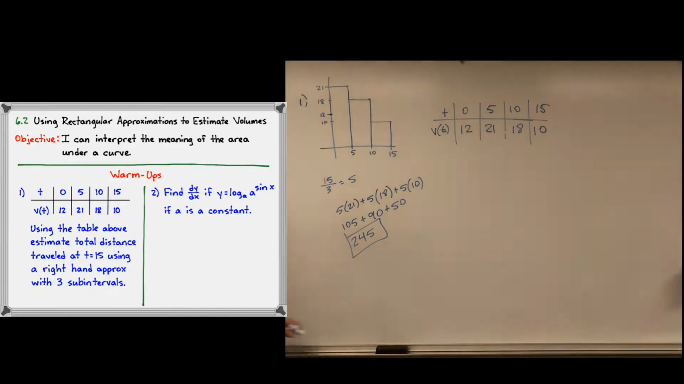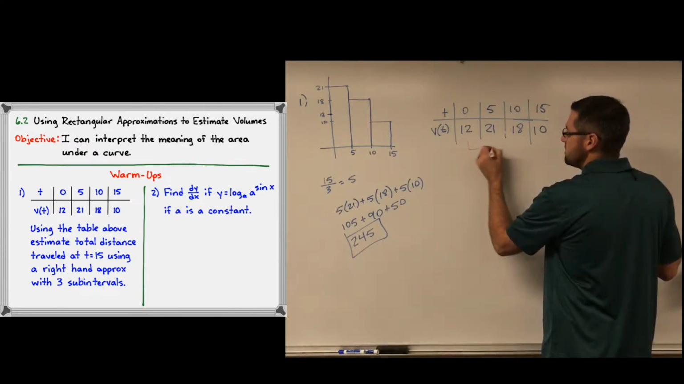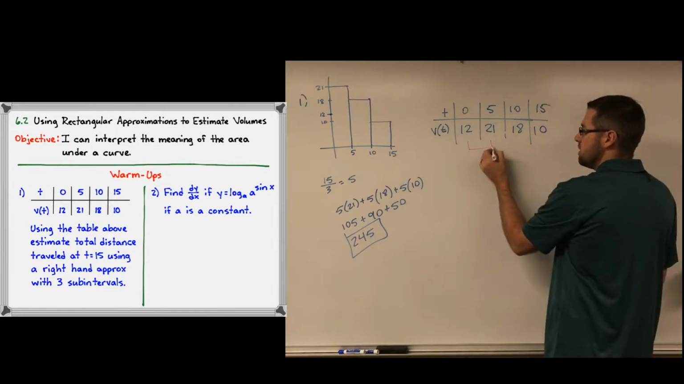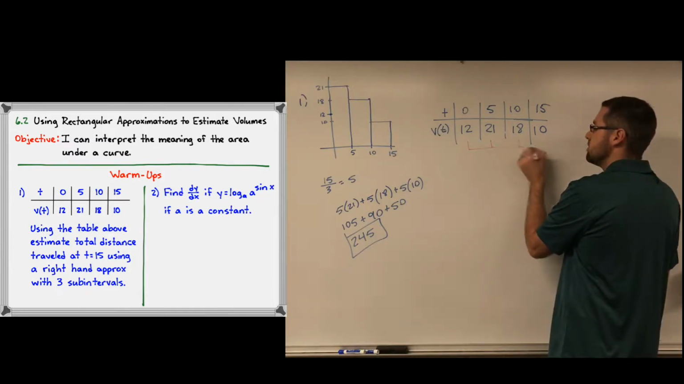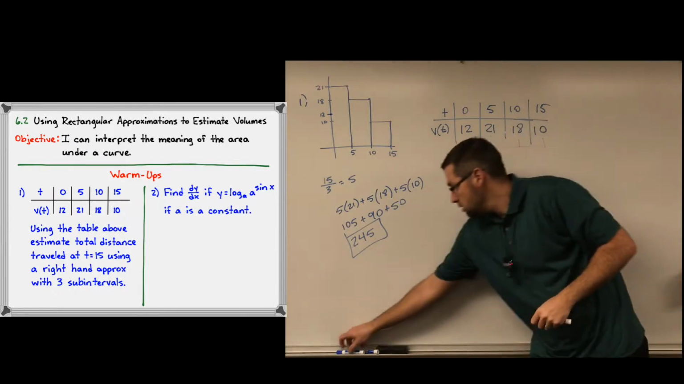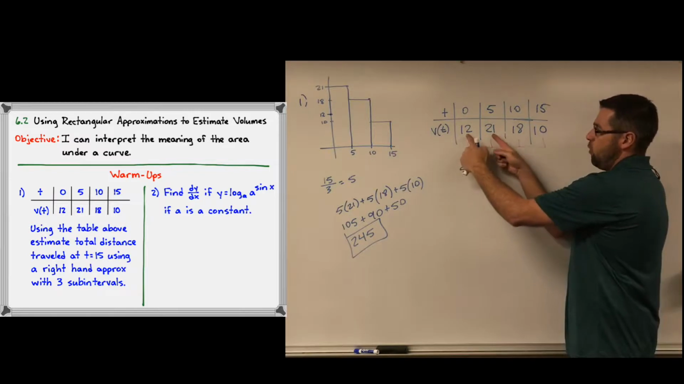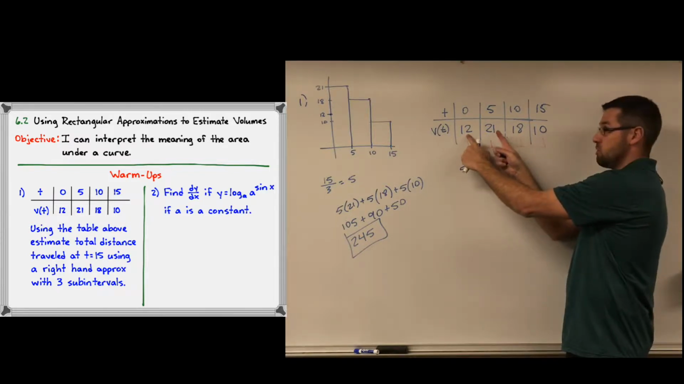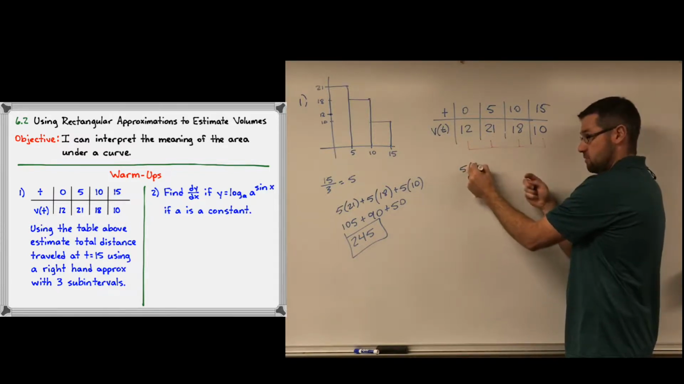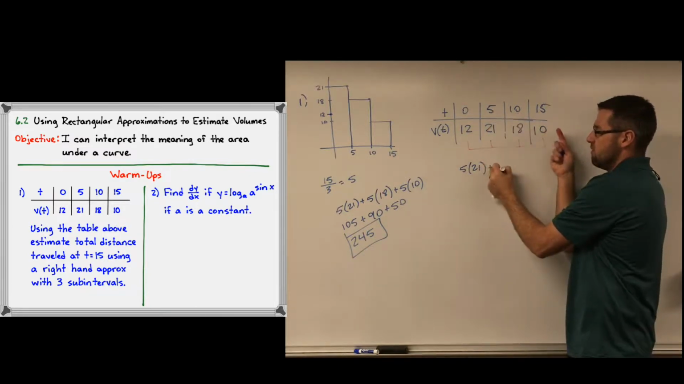So really, what we're doing is we're saying this is one rectangle, this is another, this is another. You guys see that? So this rectangle is how wide? 5. And then which one do I use? I use the right-hand one. 5 times 21. This is the other rectangle. How wide is it? 5.